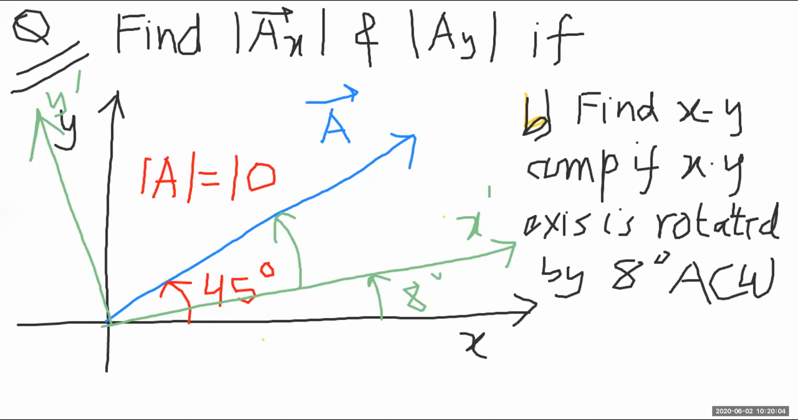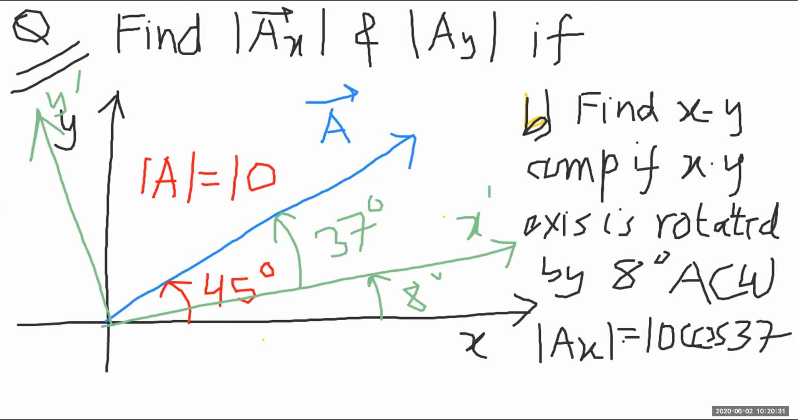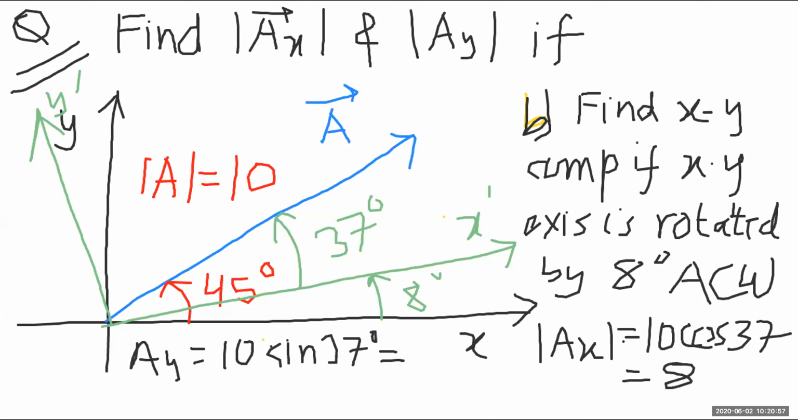So the new angle between the axis and the vector itself must be 37 degrees. And again, I can apply the formula of the third property, and I will get AX is equal to 10 cosine 37. Cosine 37 is 4 by 5. This must be 8. And AY is equal to A sine 37 degrees. So this will be equal to 10 sine 37 degrees, which will be equal to 3 by 5, which will be equal to 6.